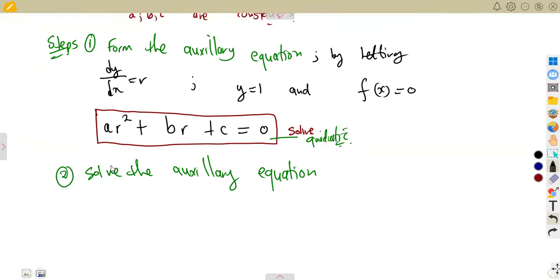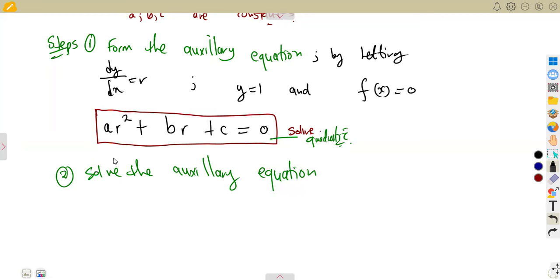You're going to use the quadratic formula. You're going to use the factor method, depending on what you have. Is it possible for you to factorize, or are there no factors? I'm supposed to use only the quadratic formula.